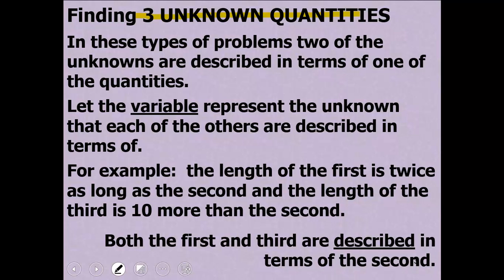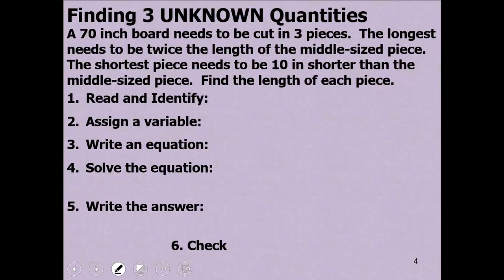For example, you might read something like, the length of the first is twice as long as the second. So the first is described in terms of the second. And then the length of the third is 10 more than the second. Do you see how both the first and the third are described in terms of the second? We're going to let our variable represent the second, in this case the second length, all right? And then we're going to write expressions for the first and the third in terms of this variable, all right? So let's see how this works.